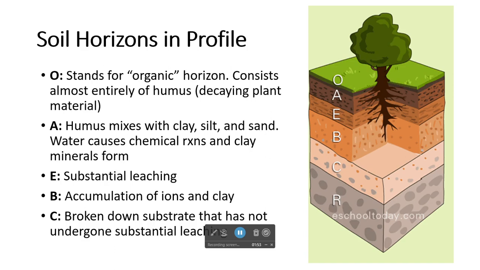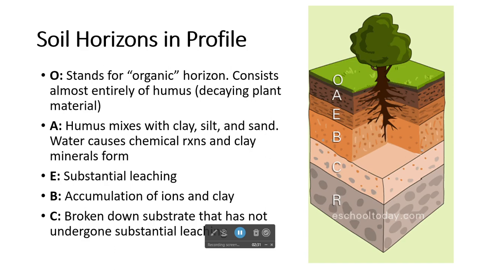This process creates different soil horizons when you look at it in profile, or when you cut into it like a cake. So you get at the top the O horizon. And O stands for organic, which is relevant because it consists almost entirely of humus, which is decaying plant material. So that's always at the top. We can get an A zone below that where the humus is mixing with clay, silt, and sand sediments. And then water in the A horizon is causing chemical reactions and clay minerals to form here. So this is one of those zones of leaching.